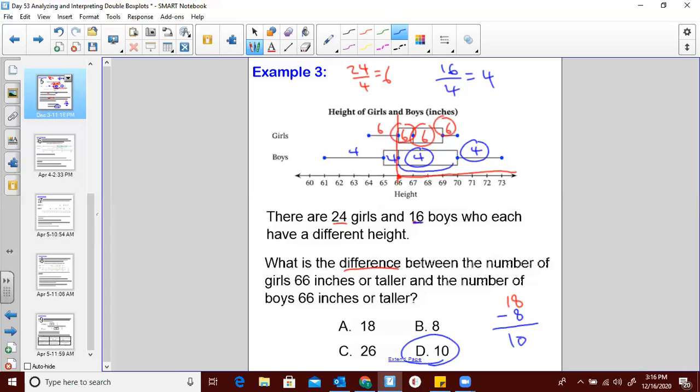So it's 1 and then 2. That's why I was able to circle 2 4s. And then over here, look, I have 1, 2, and then the third section. That's why I'm able to circle all 3 6s.